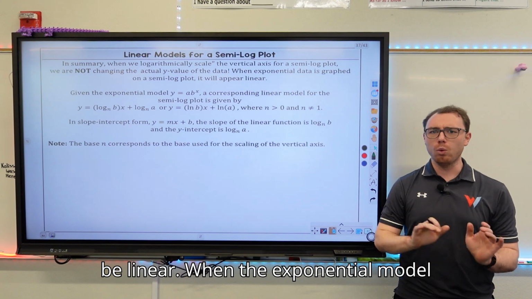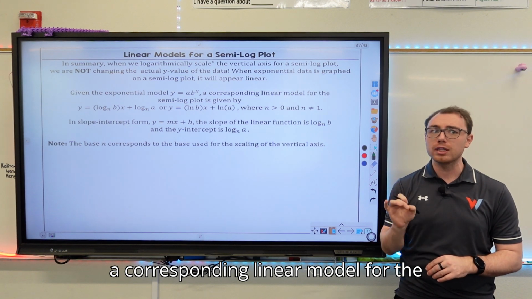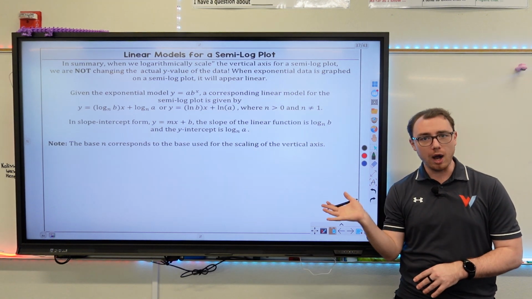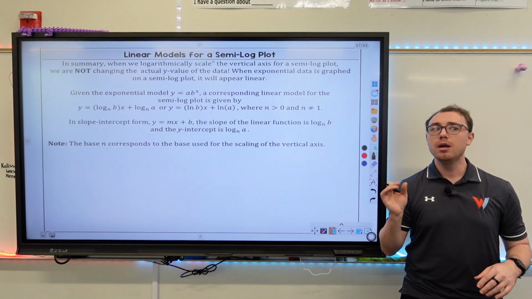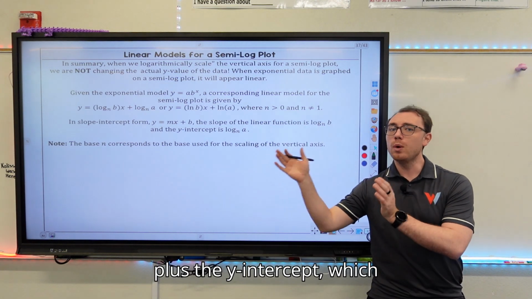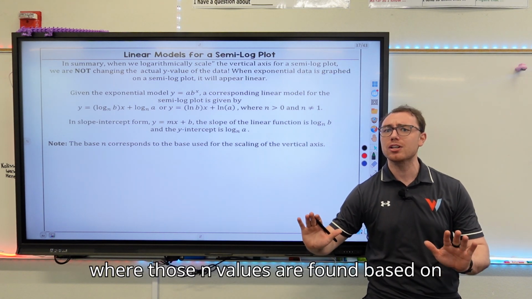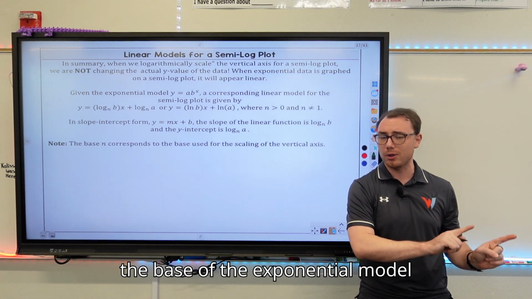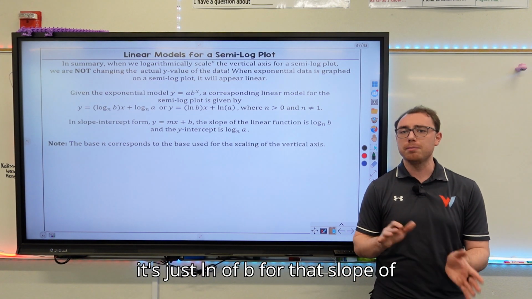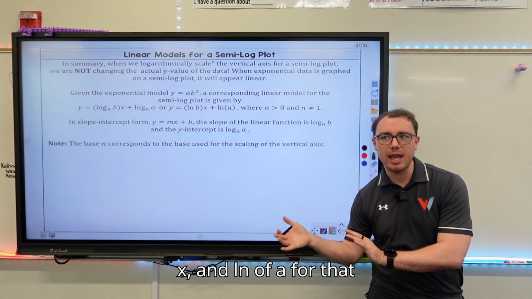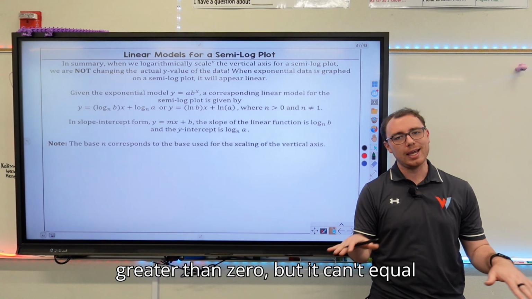When the exponential model y equals a times b raised to the x power, a corresponding linear model for the semi-log plot is given by y equaling the log base n of b times x for its slope plus the y-intercept, which is the log base n of a, where those n values are found based on the base of the exponential model that you have. Or if it's a natural log graph, then it's just ln of b for that slope of x and ln of a for that y-intercept, where n is any number that's greater than 0, but it can't equal 1.